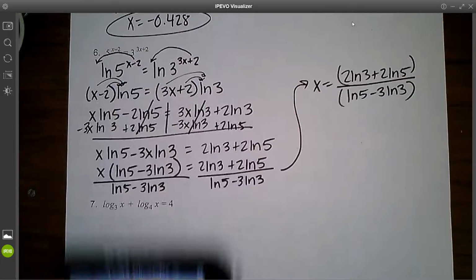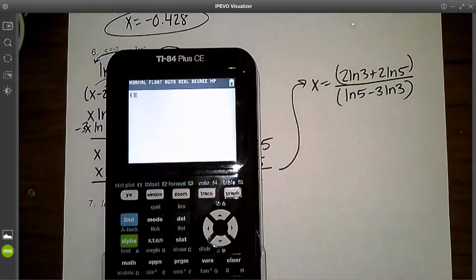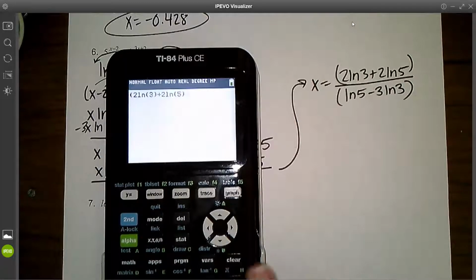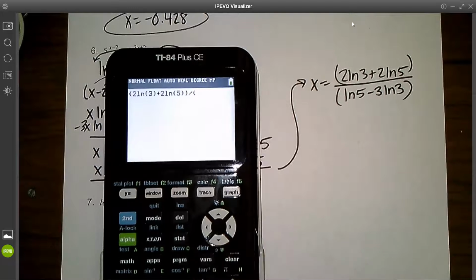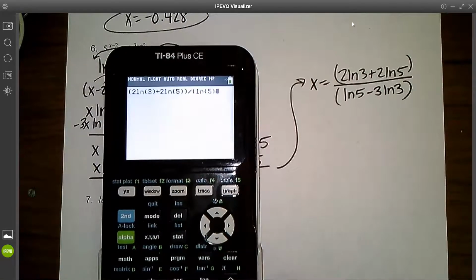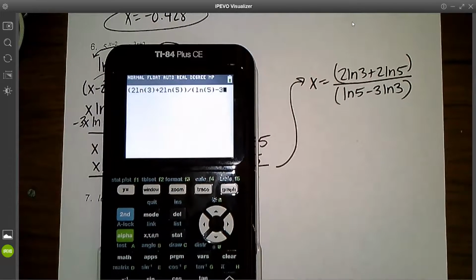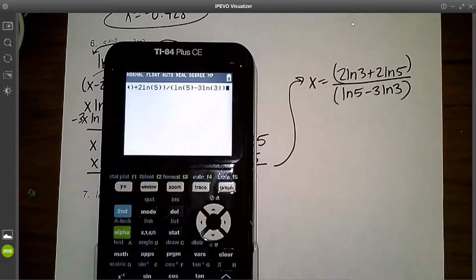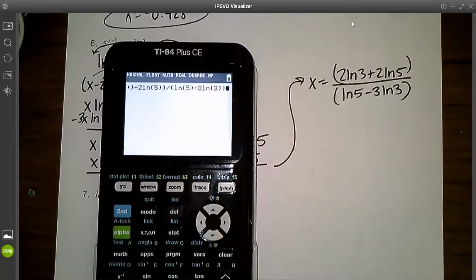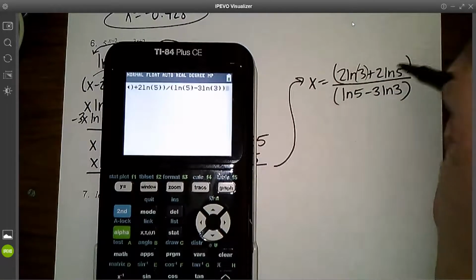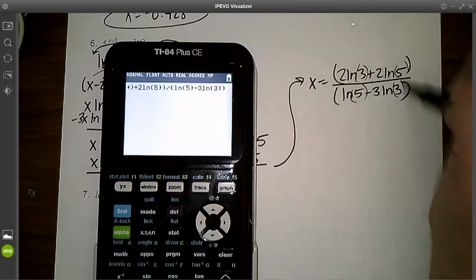So in my calculator, I'm typing in parentheses 2 natural log, remember that's just to the left of 4, of 3, ending those natural log parentheses, plus 2 natural log of 5, ending the natural log and the numerator parentheses, divided by, in parentheses, the natural log of 5. The biggest thing when you're typing this in is just to watch your parentheses and be really careful, because it automatically puts parentheses around what you're taking the log or the natural log of.